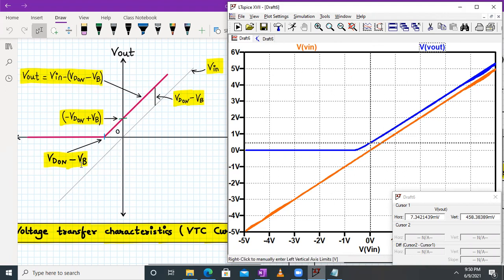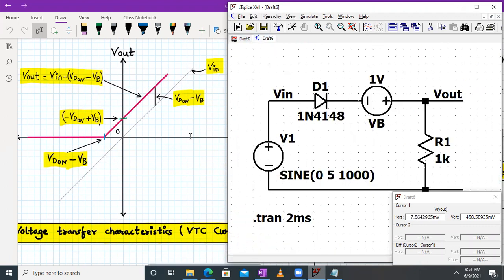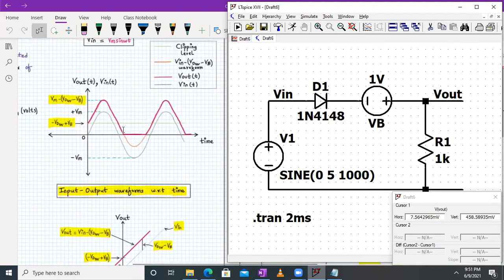So it is 1 volt. 0.7 minus 1 volt, so somewhere around 0.3 it will be. Okay, so we can check it out over here. This will be somewhere around 0.3. Fine. And after that, it will run in parallel with the input line. And that is exactly what is showing over here. Okay, so that's how you get the plots in the VTC.